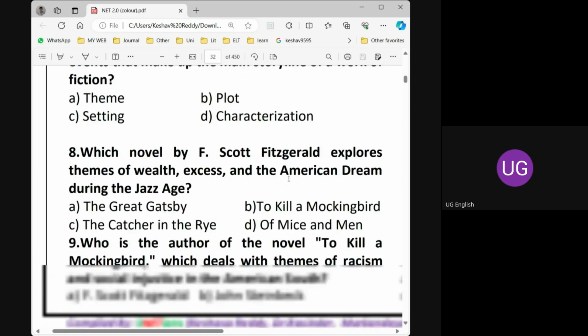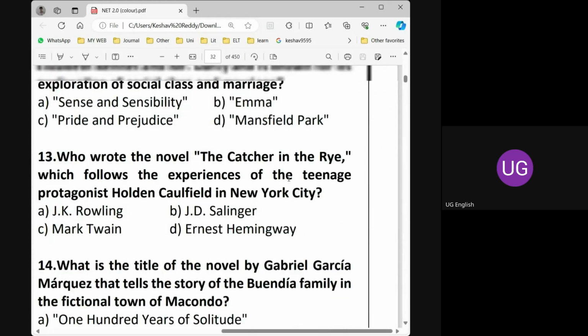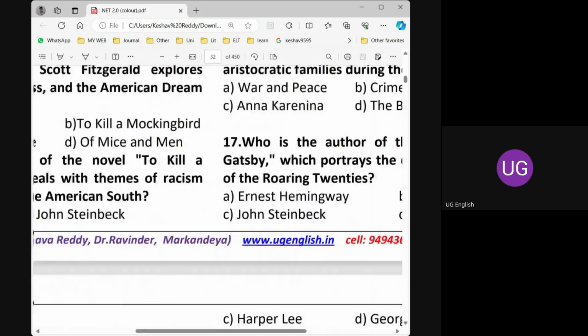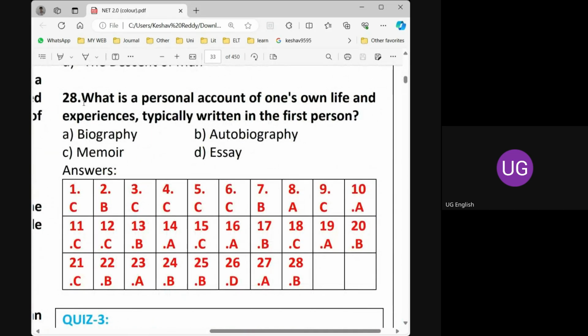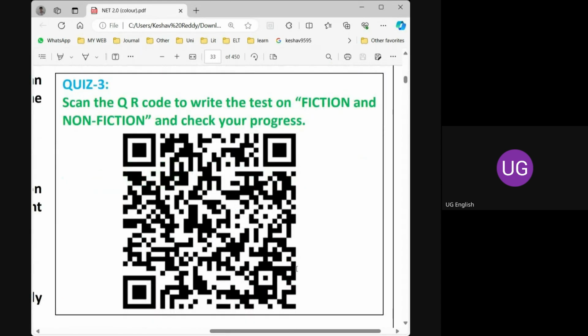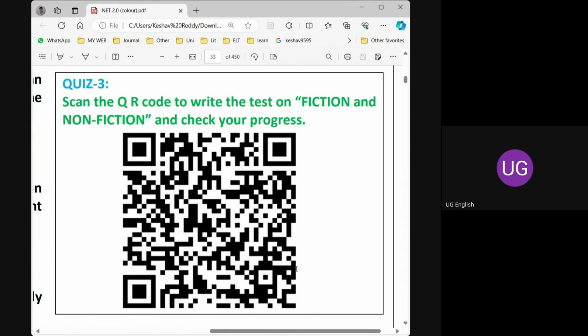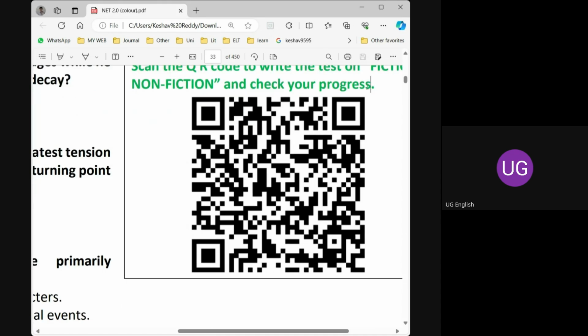Okay, just please go through the remaining questions also. I need not discuss all these questions. We have 28 questions in the material. So please try to solve all the 28 questions and then scan this QR code, or I will share a link of this quiz today. Few of you only attempted the first two quizzes. So I request you all to please attempt the first and second quiz also today or tomorrow.